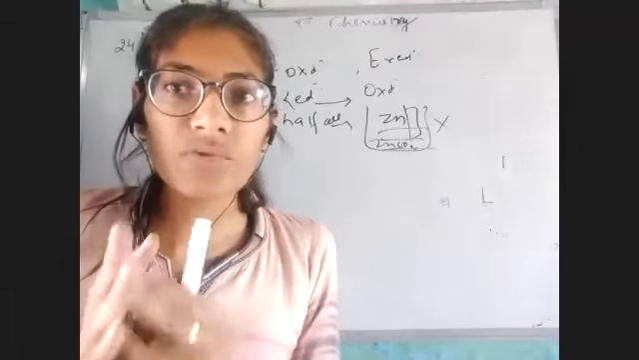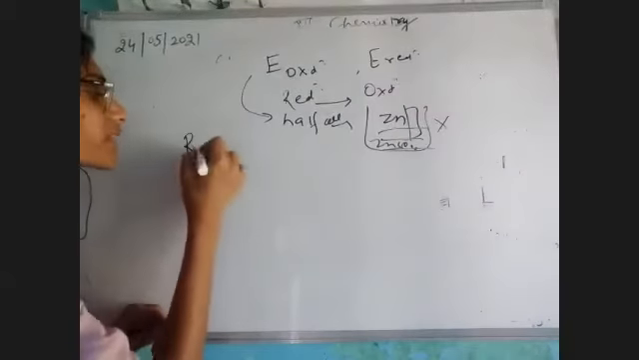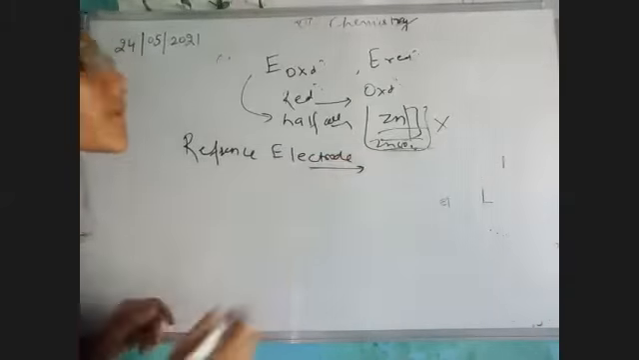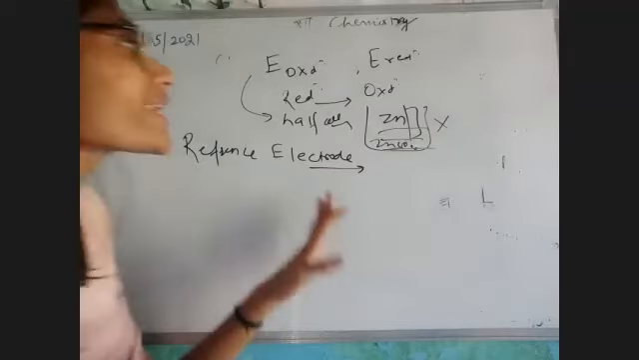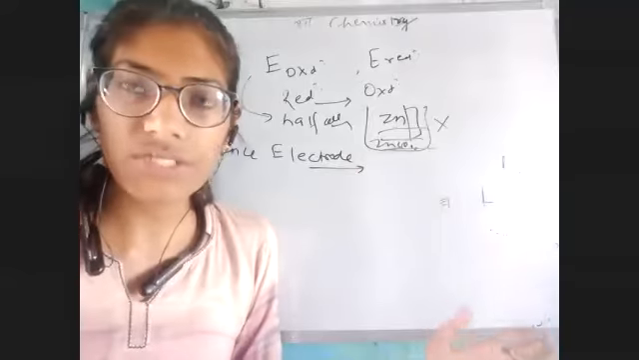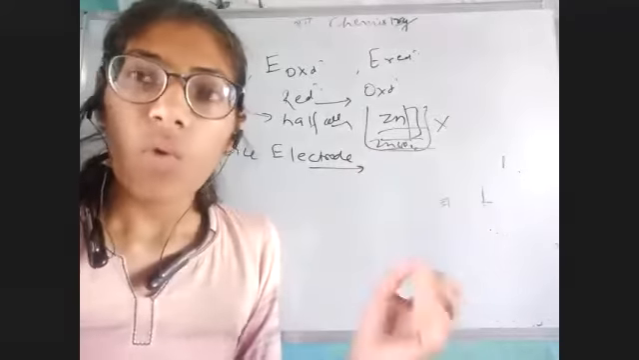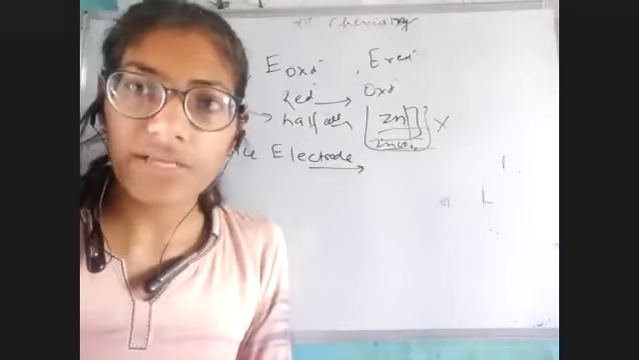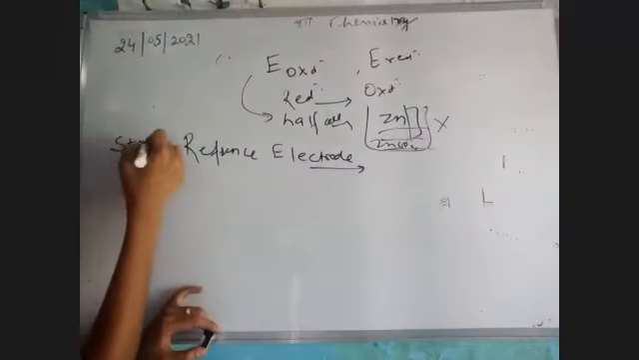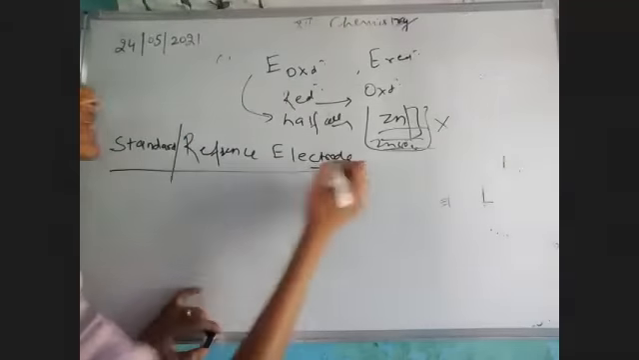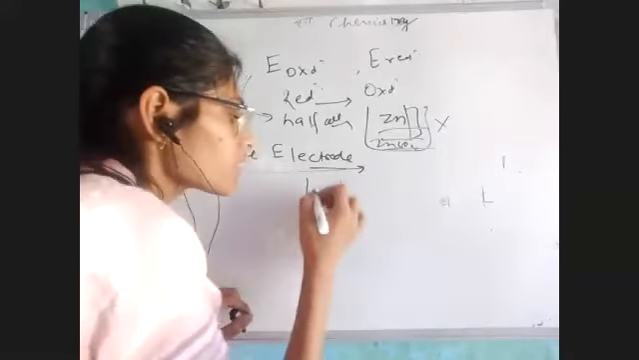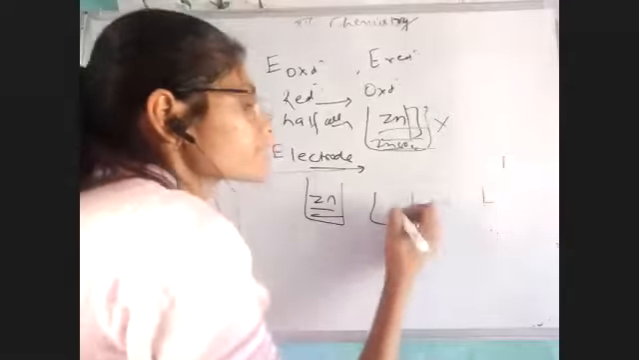So the next topic of today's discussion is the reference electrode. I'm defining it again. To calculate the standard oxidation potential, or the oxidation potential or the reduction potential of a half cell, we need a reference, we need a comparison, and that's why we have taken a reference or standard electrode. Okay, so we would compare our zinc with some reference electrode.